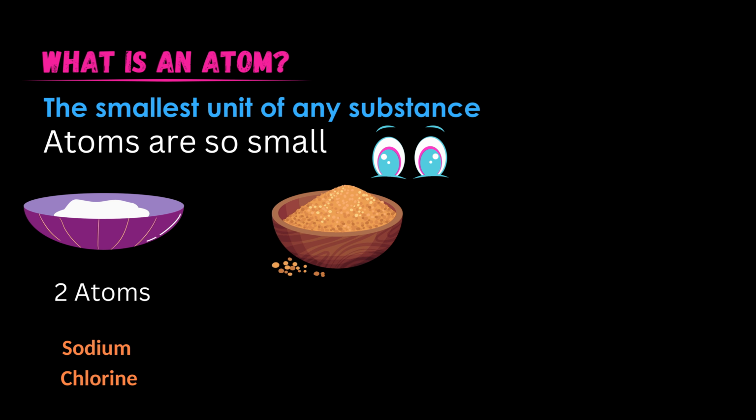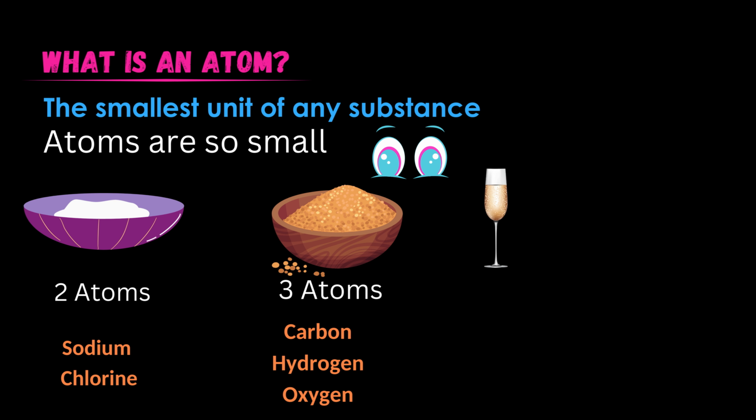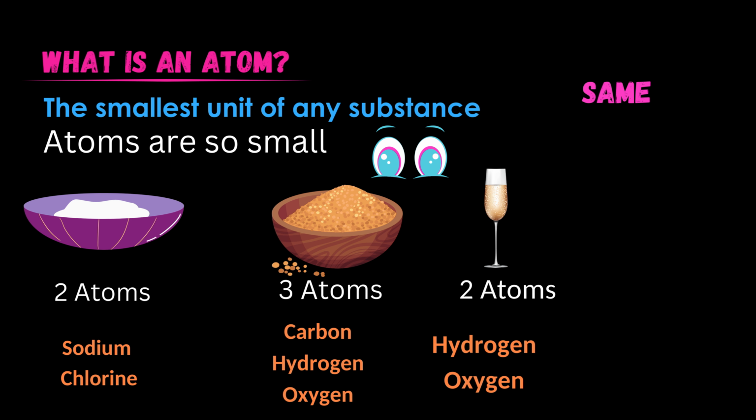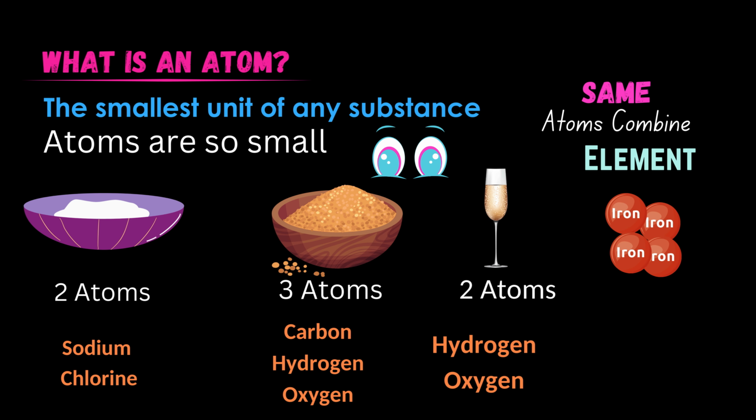Sugar is another matter. It is made up of 3 atoms: carbon, hydrogen and oxygen. Water is also matter. It is made up of 2 different atoms, hydrogen and oxygen. So, different substances like table salt, sugar and water are made up of different atoms. Remember, when the same atoms combine together they form an element. For example, when many iron atoms combine together, they form an iron sheet. Thus, we can say that iron is an element.